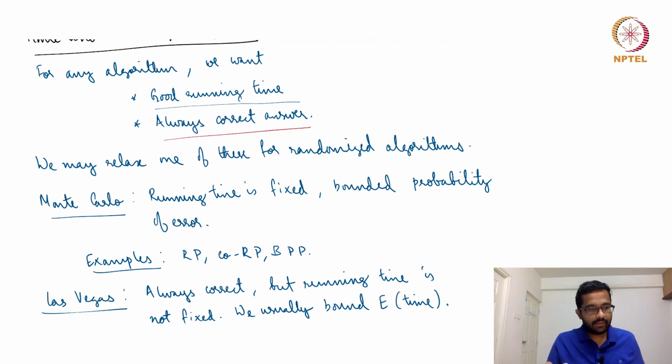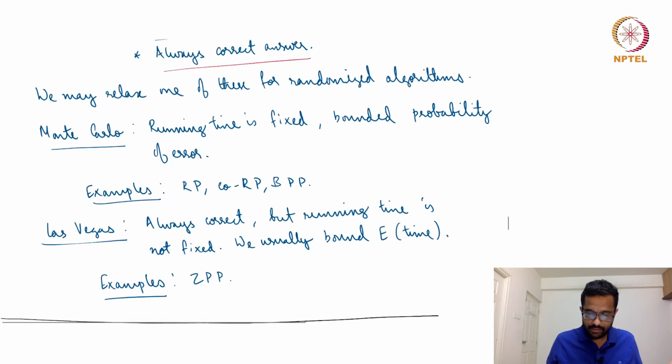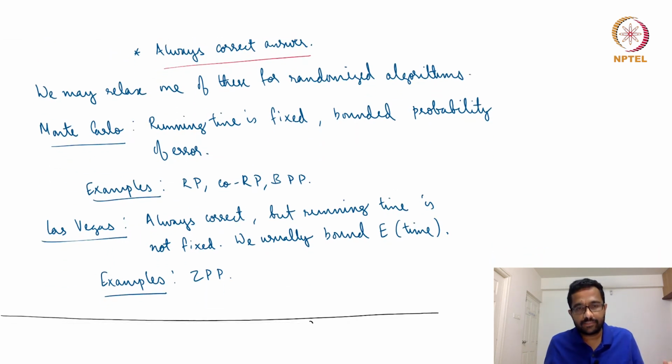So there the answer will always be correct, but the running time may change. The running time may increase or decrease based on the input. One example, even though it's not a decision problem, is quicksort. You may have heard of randomized quicksort. The randomized quicksort chooses the pivot randomly, and you may have studied that even when the pivot is randomly chosen, the running time could be as bad as n squared. The worst case running time could be as bad as n squared.